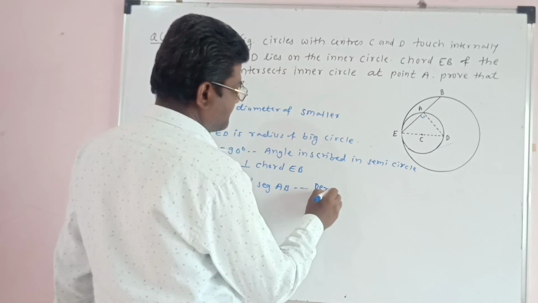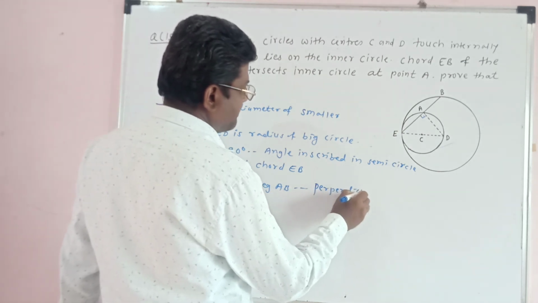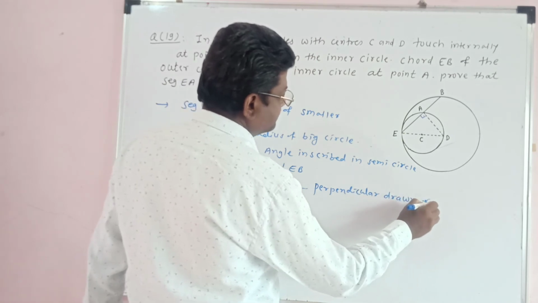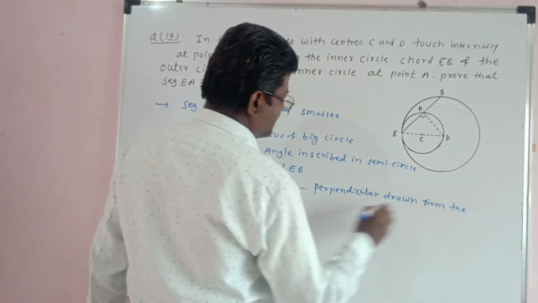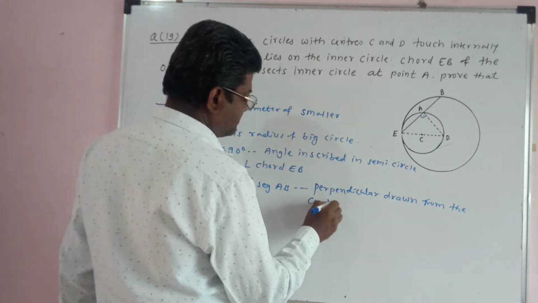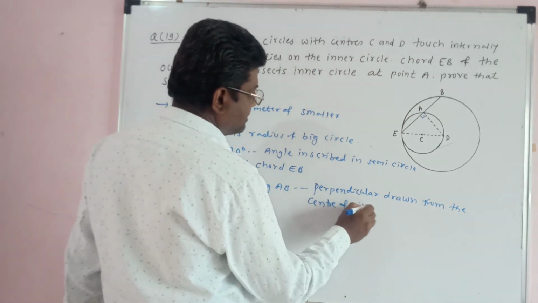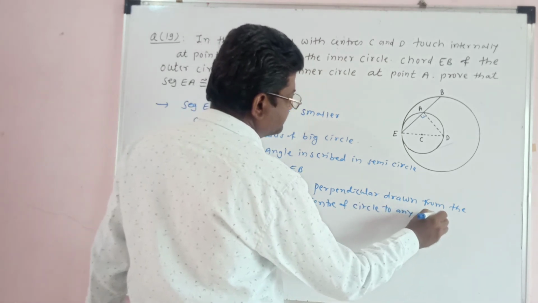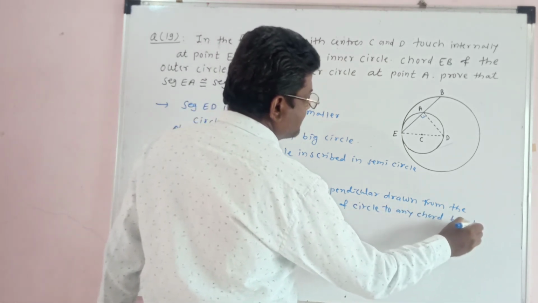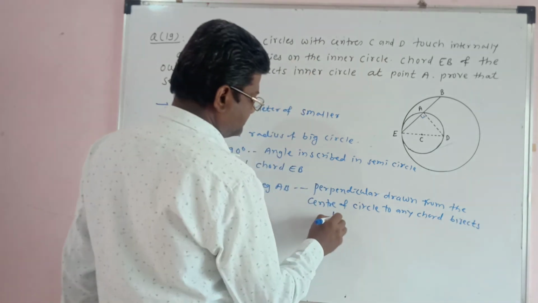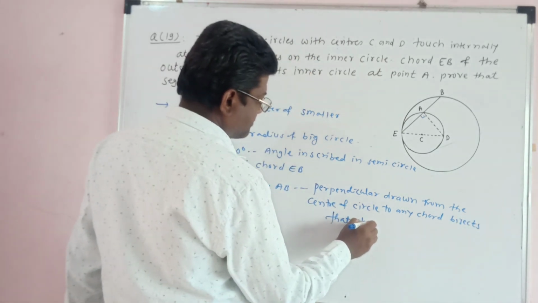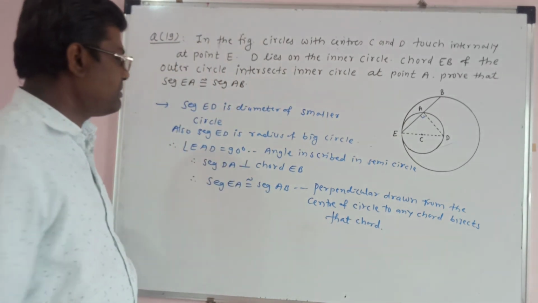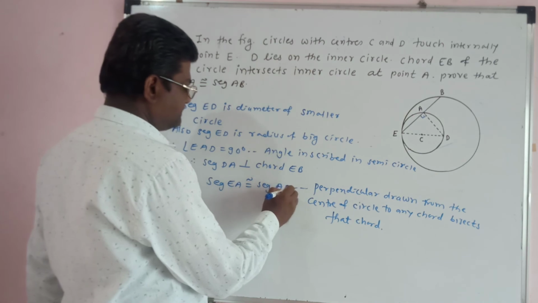Reason is perpendicular drawn from the center of a circle to any chord bisects that chord. Therefore, segment EA is congruent to segment AB.